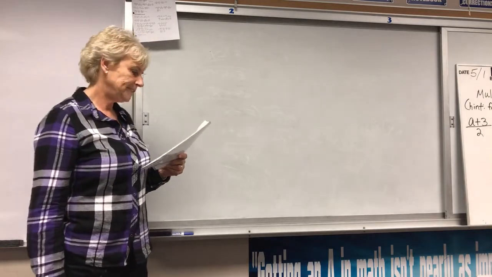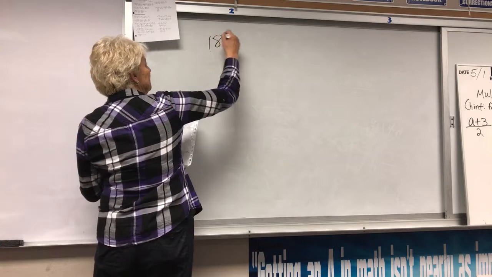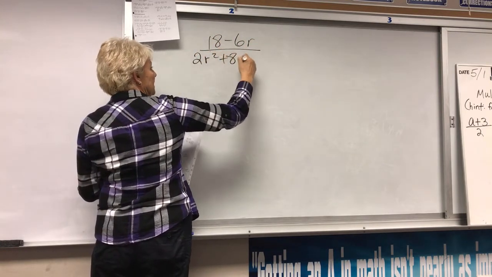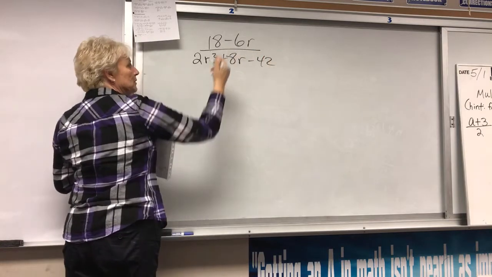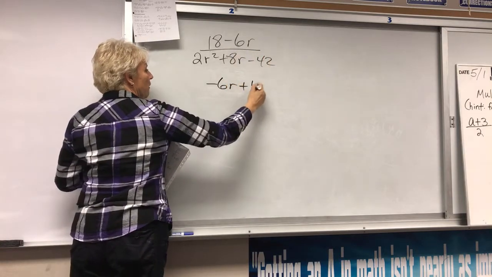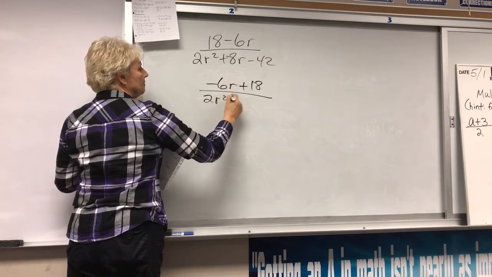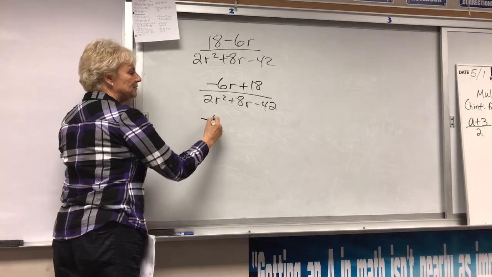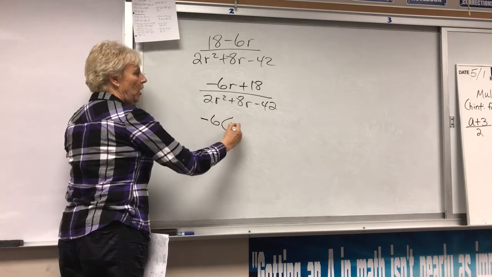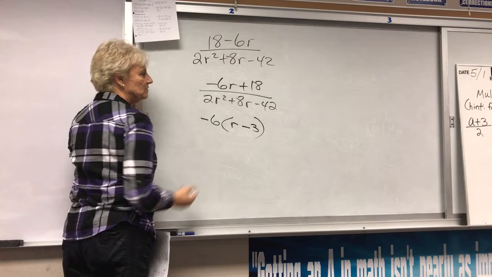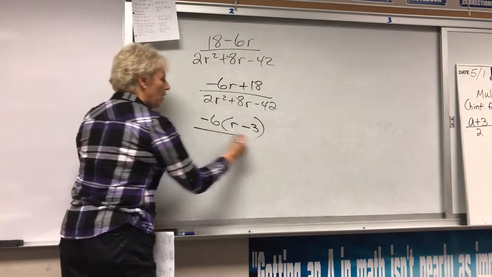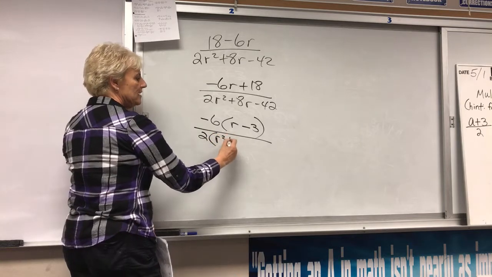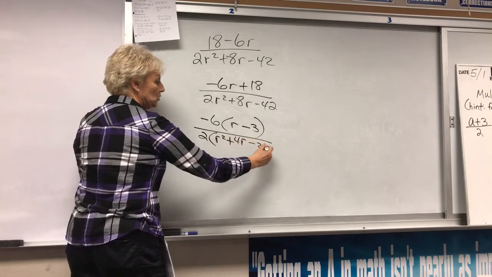18. 18 minus 6r over 2r squared plus 8r minus 42. I'm going to rewrite that in standard form first. Okay, we got a greatest common factor of negative 6 in the numerator, r minus 3, over the greatest common factor of 2 in the denominator, r squared plus 4r minus 21.